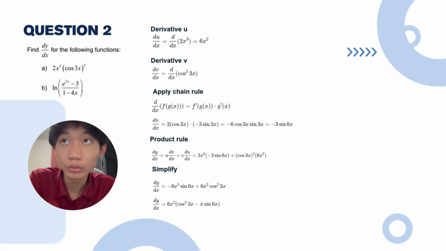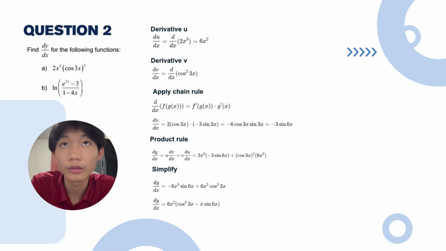For question 2, we need to find dy over dx for the following functions. So we start with question A: 2x cubed times cos squared 3x. So we need to find dy over dx. We use the product rule. We let 2x cubed be u, and cos squared 3x be v. We start with the derivative of u.